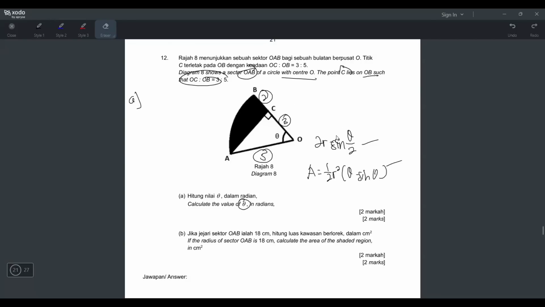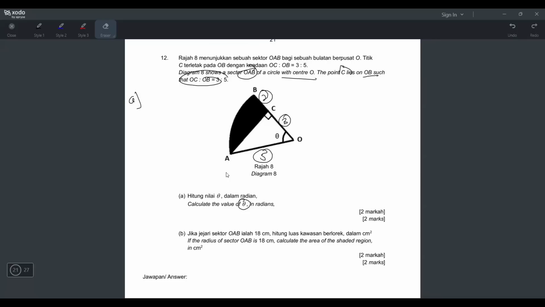So this formula cannot. What about chord? Did you see anything about chord here? No, I don't think so. What about the area of segment? No, they never mention anything. They never give you anything regarding area. So all the formulas that you learn in this chapter cannot be used. So it's like you don't know what to do, right?